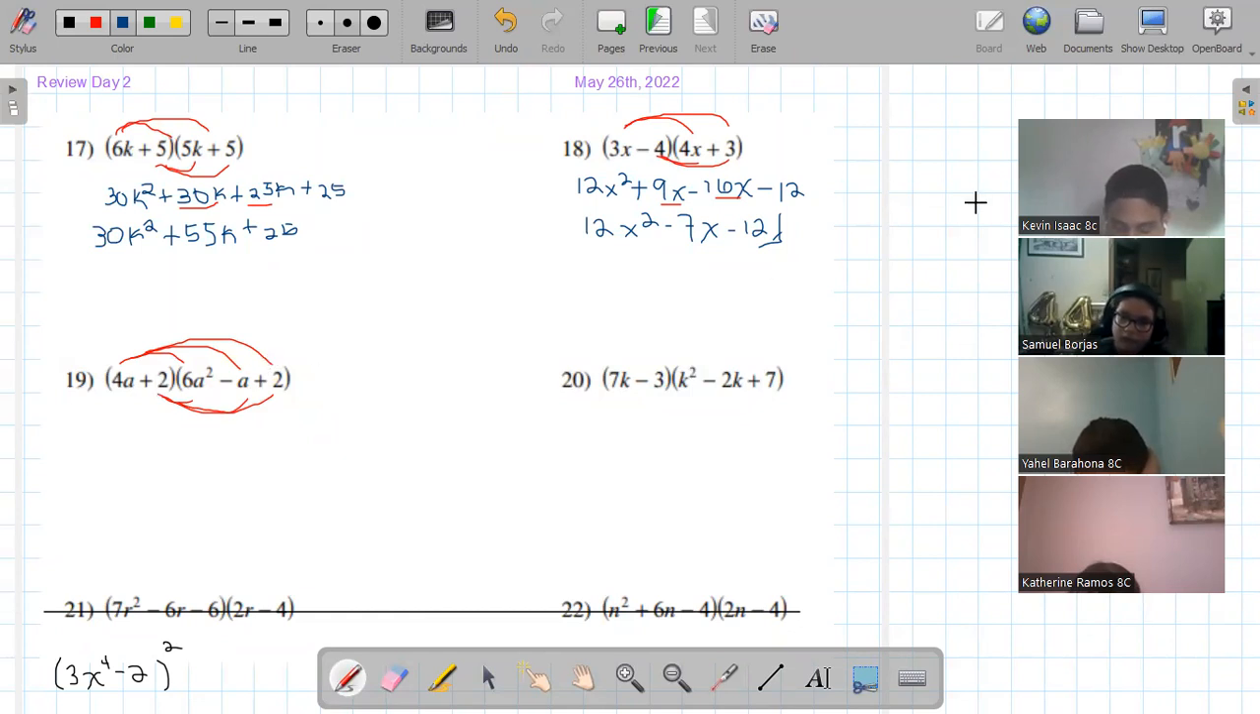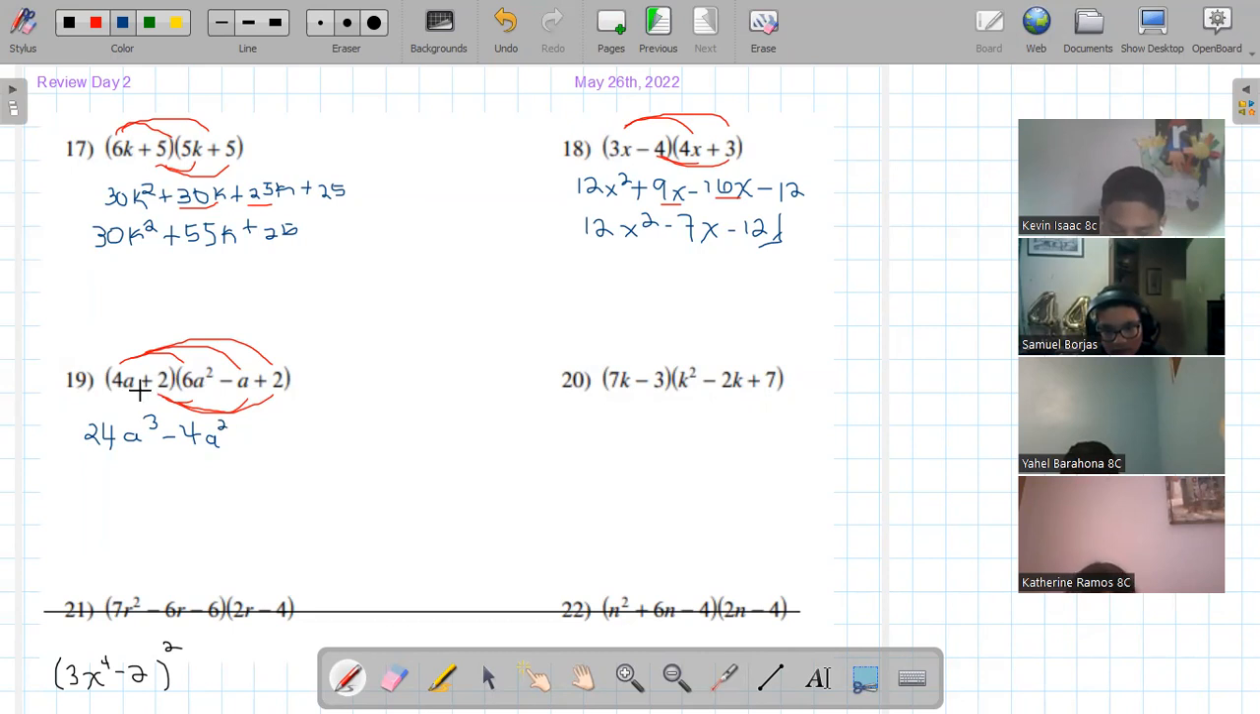So how much is 4a times 6a squared? 24a to the 3rd power, because we have a square and an invisible one. So we need to add exponents. 4a times negative a. Negative 4a to the 2nd power. Very good.